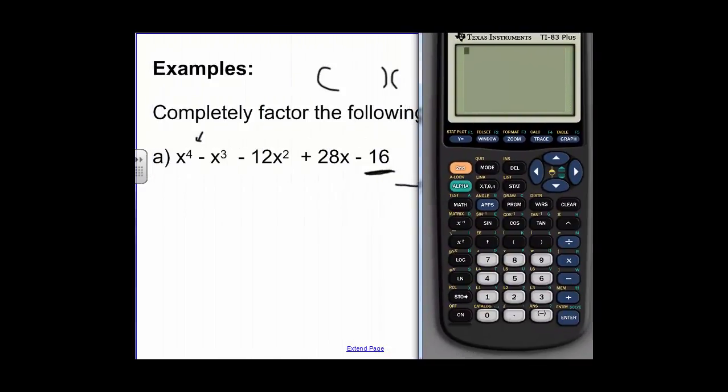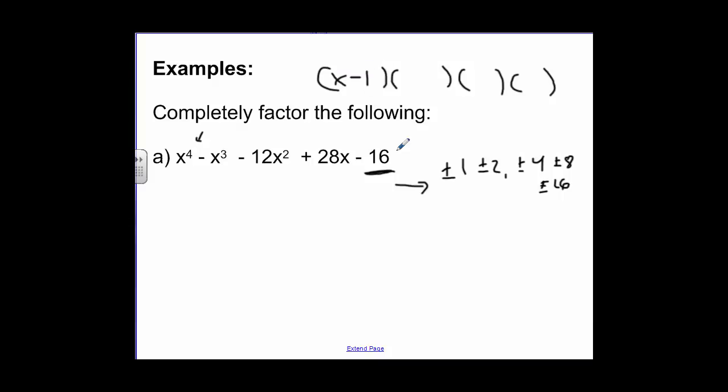So here's what I'm going to do. I'm going to start trying some numbers. I'm going to try the number 1 in 1 to the power of 4 minus 1 to the power of 3 minus 12 times 1 squared plus 28 times 1 minus 16. Quick version of this is 1 is a possible factor of 16. I am going to try and see whether it equals 0. If it equals 0, this means that x minus 1 is one of the factors. If 1 is a root, x minus 1 is a factor. That's the long and short of it. Hopefully you know that vocabulary.